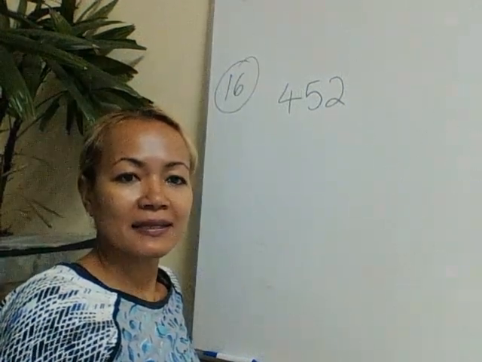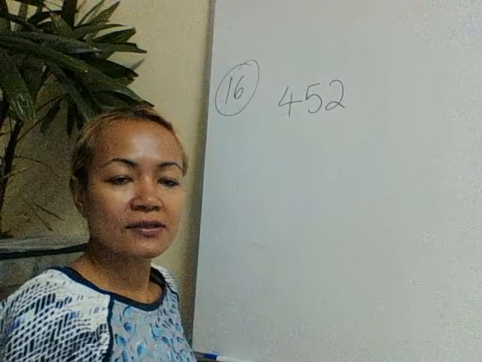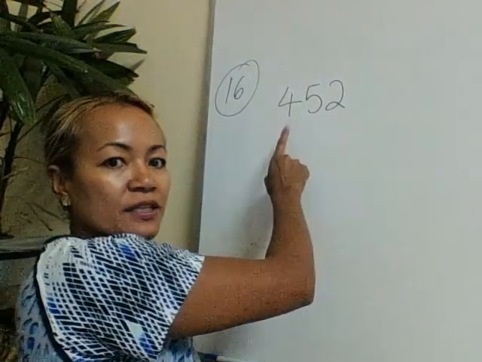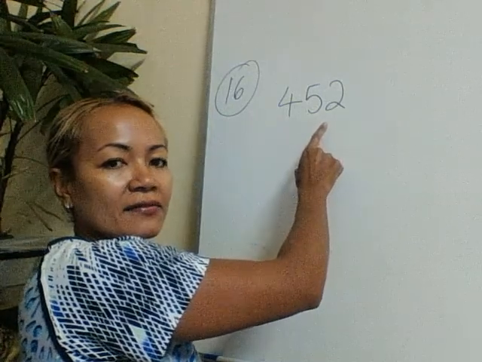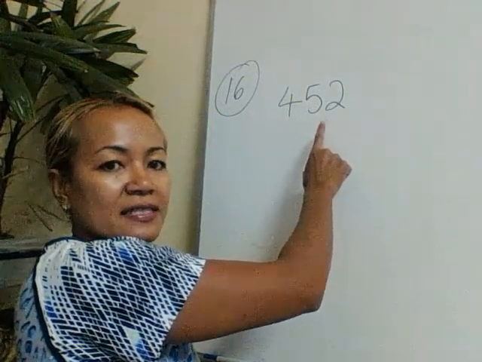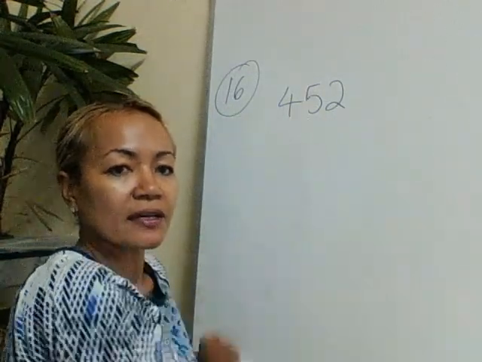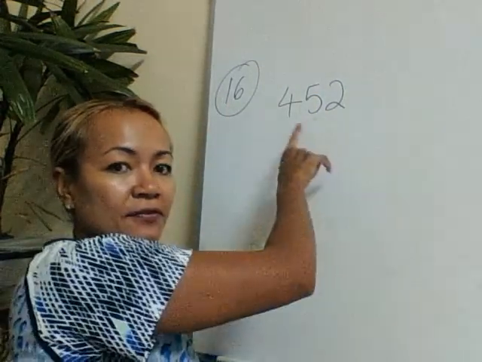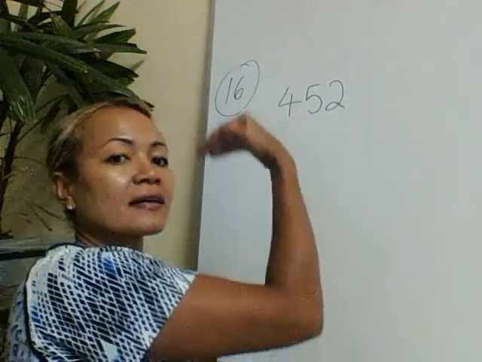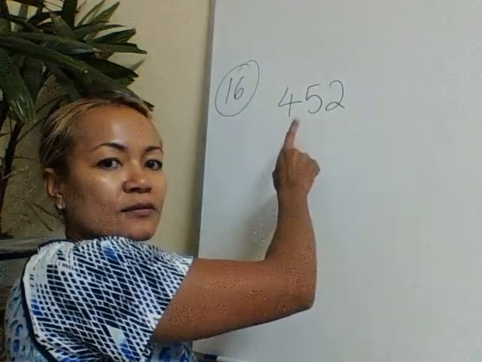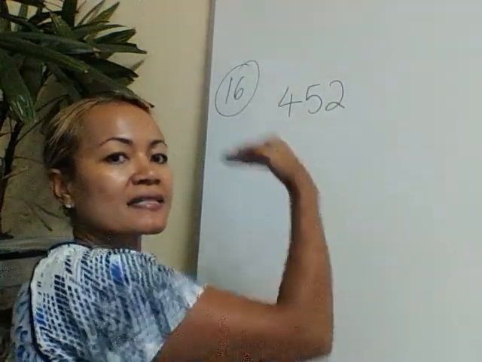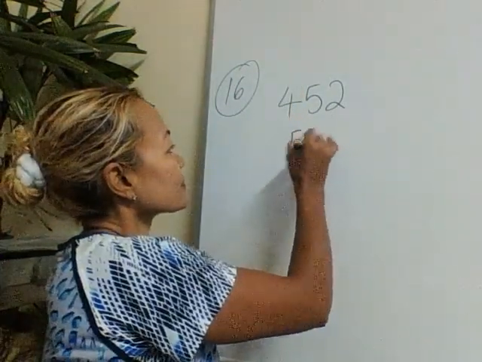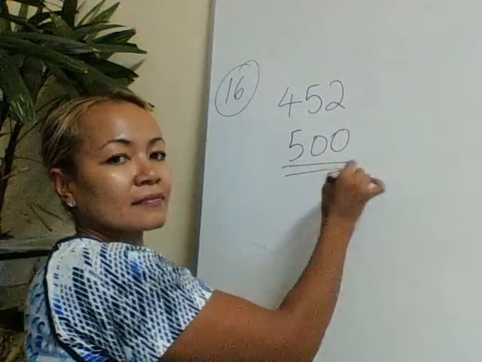Number 16 tells us to round it to the nearest 100. Said in one of the earlier questions, as long as there's a 50, you can round it up to the nearest 100 upwards, right? Rounding it up. This is 52, so we're clear. Round it up. Right now it's 452. The next 100 up is 500. And that's the answer.